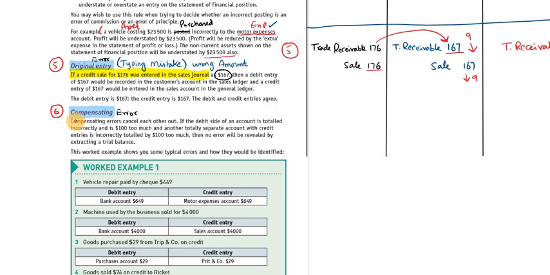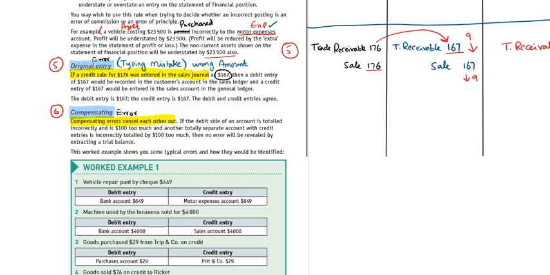Compensating errors cancel each other out. If the debit side of an account is totaled incorrectly and is $100 too much, and another separate account with credit entries is incorrectly totaled by $100 too much, then no error will be revealed by extracting a trial balance because the debits and credits will be the same. So compensating error, you can say, is the hidden error.